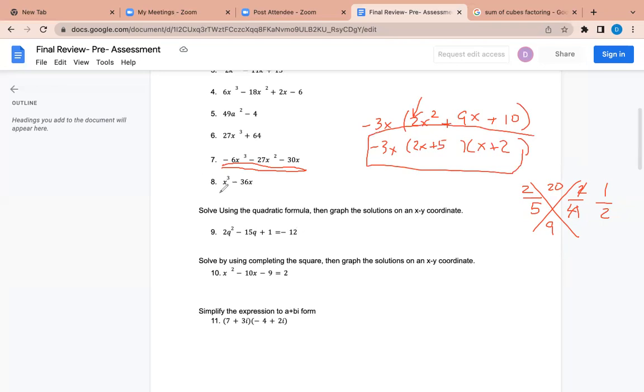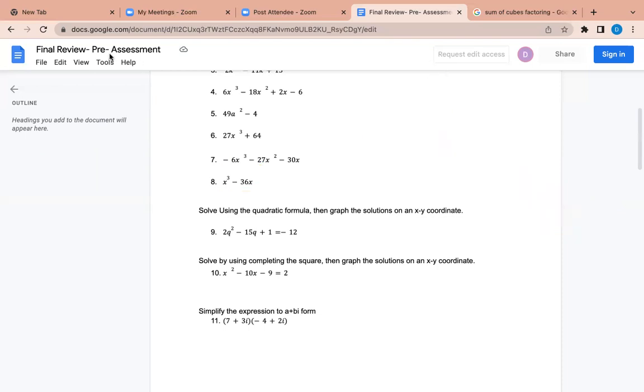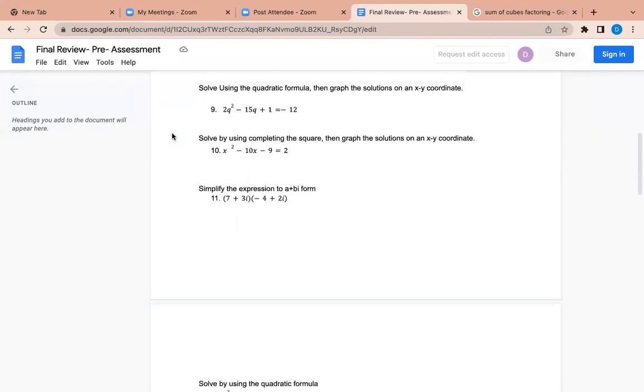Okay. Number 8, you take out the x first, right? So it's x squared minus 36, and then factor this out. Remember, this is the difference of squares. So it'll be x, and then x minus 6, x plus 6. Okay. All right, so that's all the factoring. And just a huge emphasis on factoring because that's going to continue next semester. We're going to continue to factor problems.